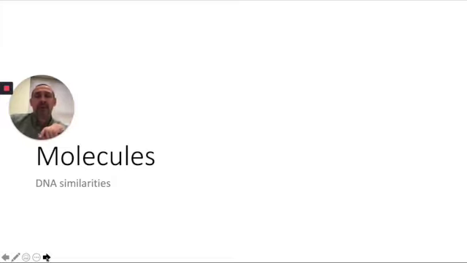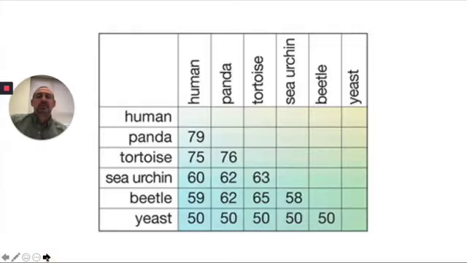M for molecules. For molecules, we'll mostly look at similarities and differences in DNA sequences. So if we read this chart going down, that means the human shares about 79% of this one small section of its DNA. This DNA codes for a gene, and we're just looking at that one gene to see how similar it is in other living things.